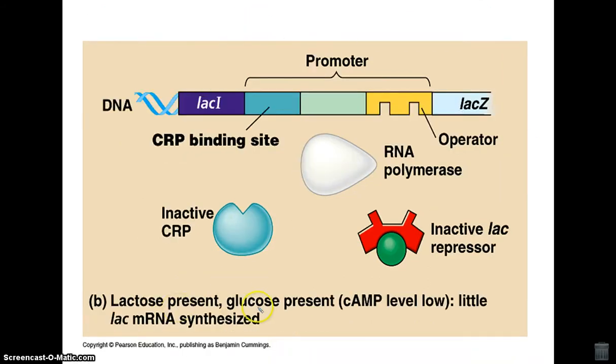If lactose is present but glucose is also present, the CRP does not get activated. It does not bind to the CRP binding site, and the RNA polymerase won't bind as readily, and lactase is not produced, so the glucose is used up first or preferentially. And so the lac operon is only turned on when lactose levels are high and glucose levels are low. But again, it's an inducible operon, so it's off until we need it turned on.